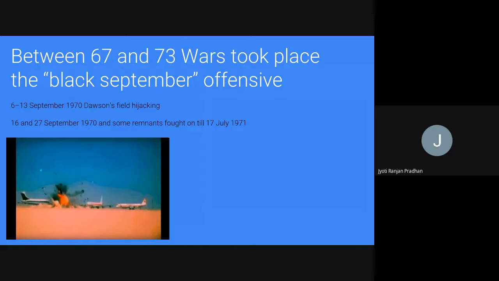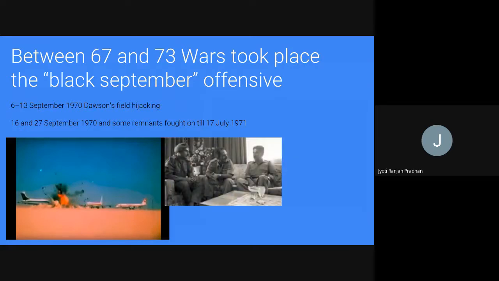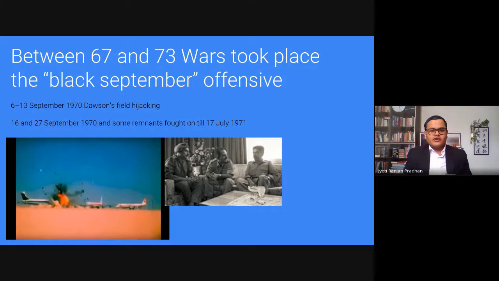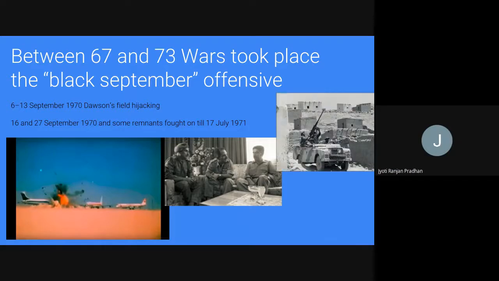This is seen as a blot on the Jordanian government because it seems you don't have control over your country. And the Jordanian king Hussein takes charge. From 16 September to 27 September, in response to this hijacking, we see what's referred to as the Black September. There's an offensive to fight the PLO and drive them out of Jordanian borders. The Syrians try to intervene on behalf of the Palestinians, and they're backed by the USSR as well. But Jordan, with support of the US and even covert support of Israel, is able to drive the Palestinians out.